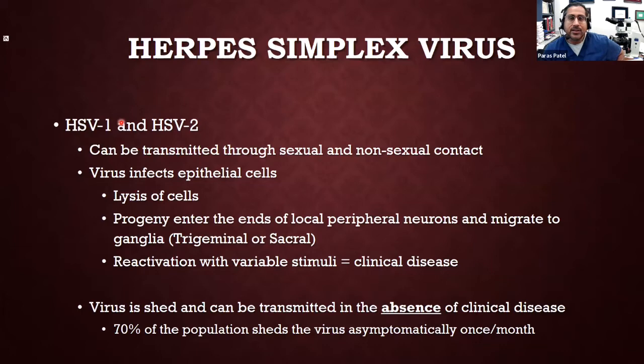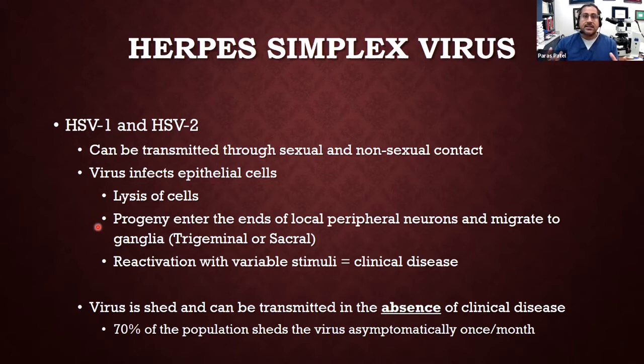100% of the population in developing countries by the time they're 30 or 50 will be exposed to HSV, particularly HSV1, okay? And in developed countries like us, close to 70 to 80% by the time we're in our 30s and 50s will be exposed to HSV1, okay? And it can be transmitted through sexual and non-sexual contact.